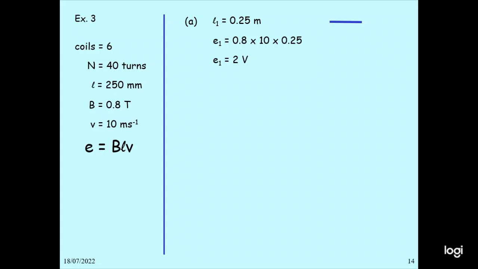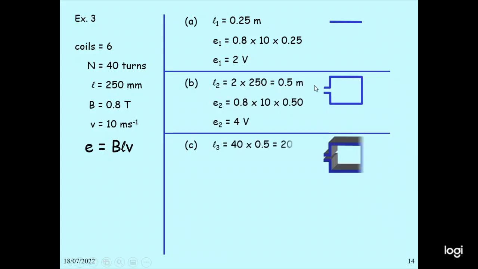A3 is 40 multiplied by 0.5, which is equal to 20 meter. E3 equals 0.8 multiplied by 10 multiplied by 20, you get 160 volt. And then A4 is 6 multiplied by 20, 120 meter. E4 equals 0.8 multiplied by 10 multiplied by 120, you get 960 volt.